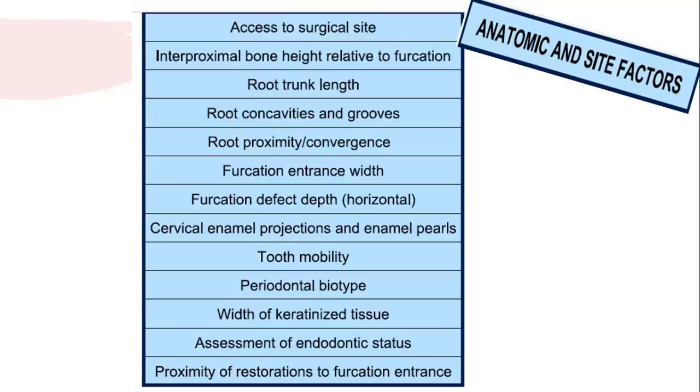Anatomic and site factors like access to surgical site, interproximal bone height relative to furcation, root trunk length, root concavities, and grooves. I think these points we talked about previously, and root proximity, convergence, furcation entrance width, furcation defect depth, and cervical enamel projections and enamel pearls, tooth mobility, periodontal phenotype, width of keratinized tissue, and assessment of endodontic status, proximity of restorations to furcation entrance.